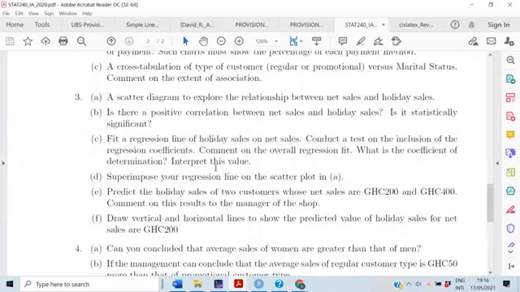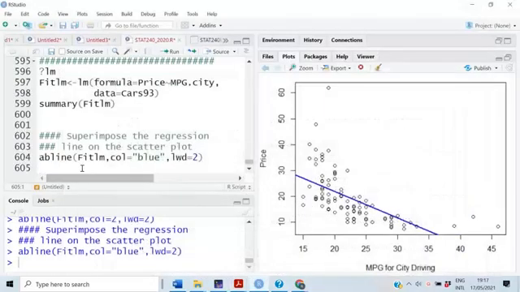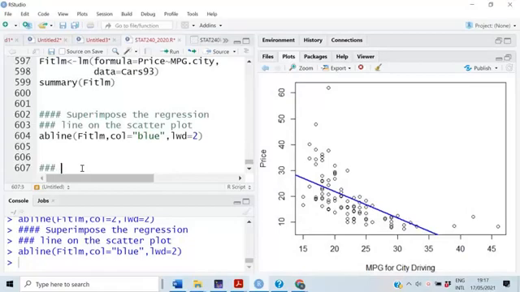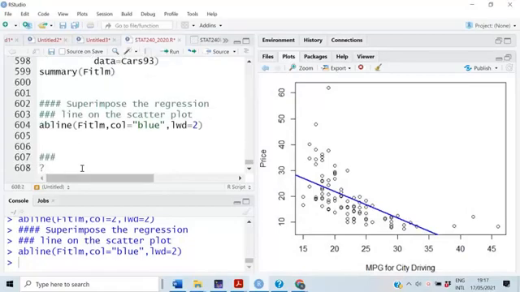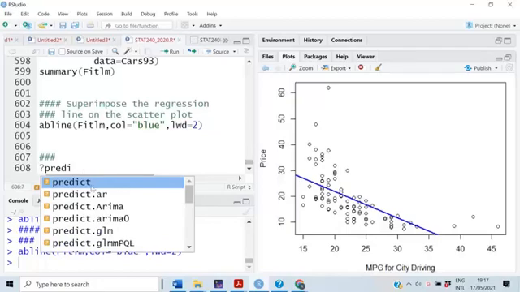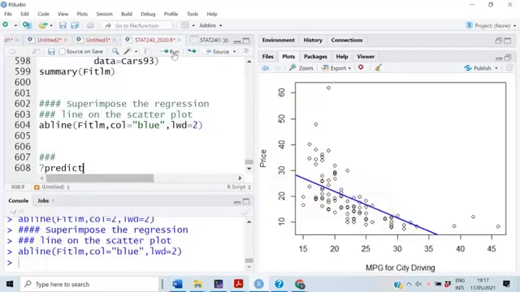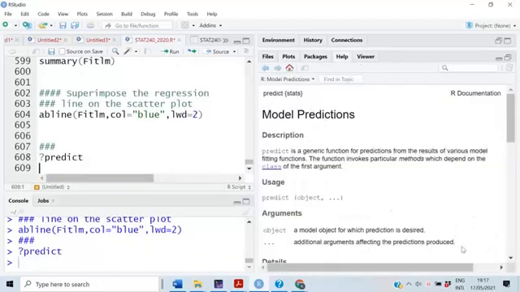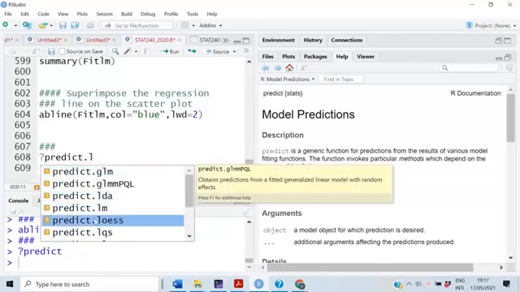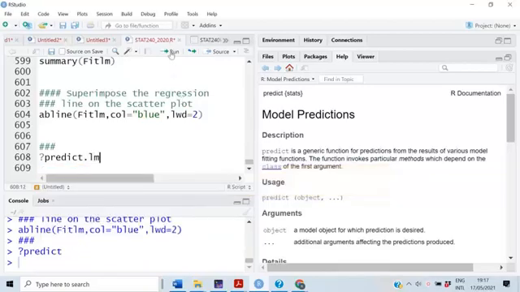So the coefficient of determination, you know it. How to interpret it, you should know. We know how to predict sales. So for the prediction, you use predict. If you go to predict, okay, object. I think you should use predict.lm, which is for linear models. That will show you more.